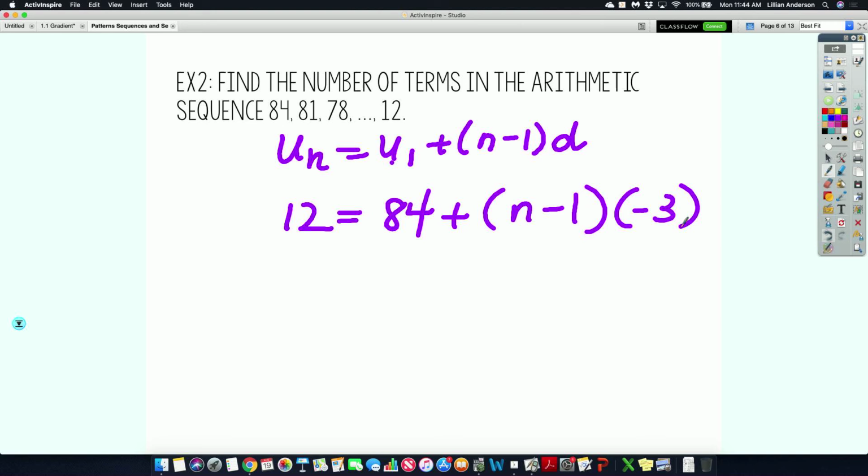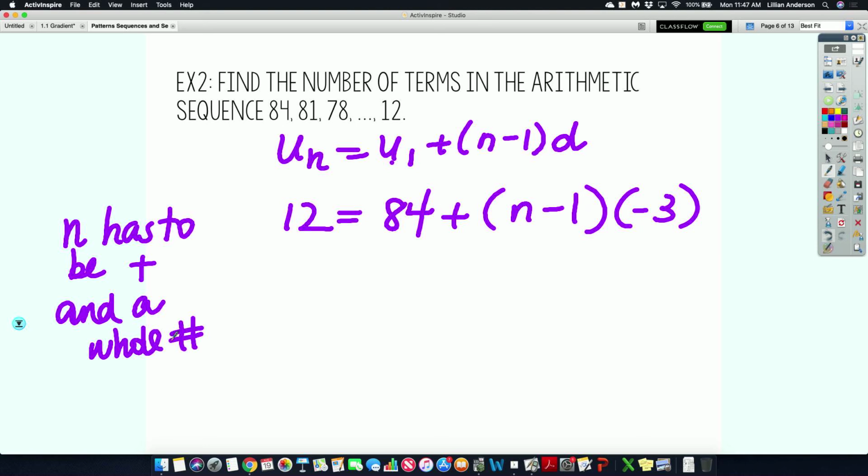Okay? Now I'm curious. I want you guys to solve this linear equation. I want to see the different ways that you guys solve these problems. Okay? No calculator. Now n represents a particular term in the sequence, which means it always has to be two things. It always has to be a whole number, because you don't have a 15.5th term, right? And it can't be negative, because there's no such thing as a negative second term. Okay? So n has to be positive and a whole number. Did you guys get a positive whole number?